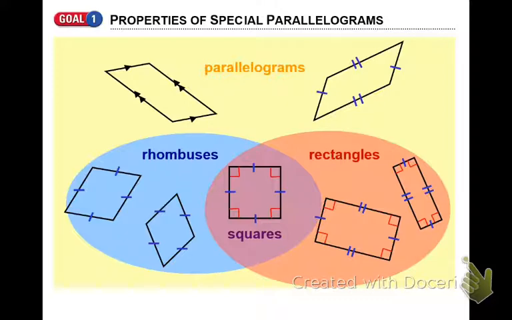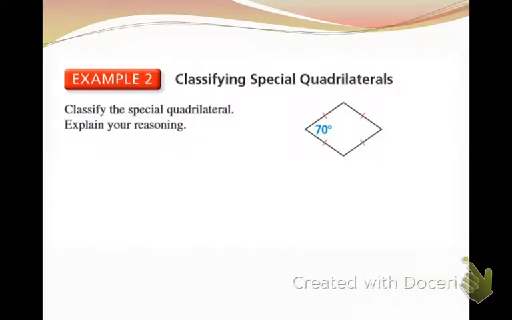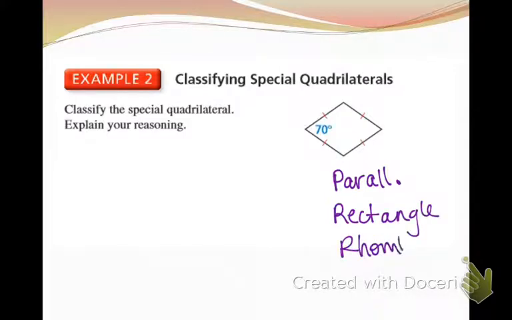Okay? So, let's talk about it. We're going to classify this quadrilateral. So our options so far are just straight up a parallelogram, a rectangle, a rhombus, and a square. So here are our options. What do we first notice about our picture here? We have 4 congruent sides.